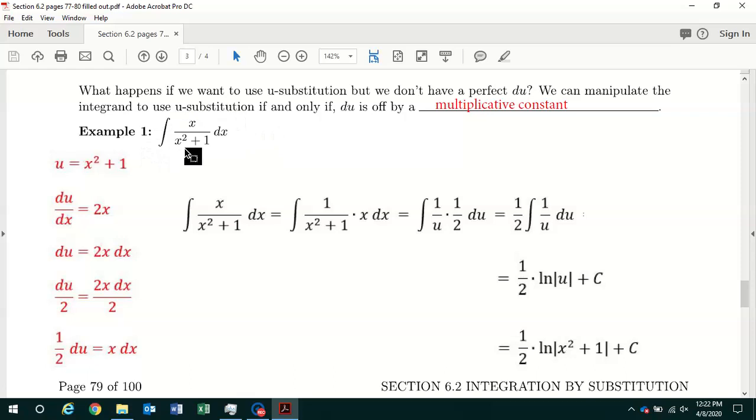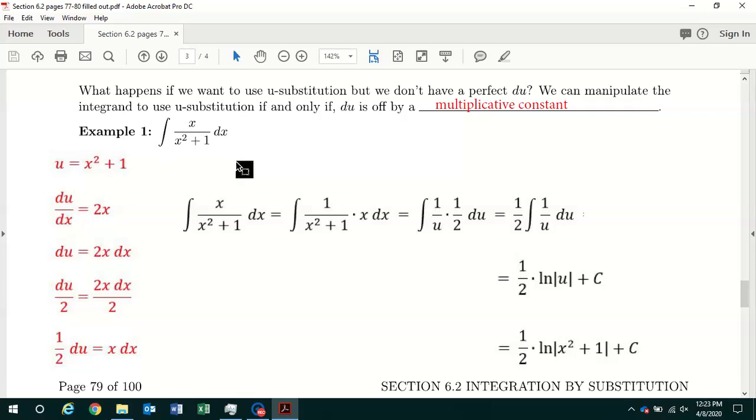We're going to find the antiderivative of x over x squared plus 1 with respect to x. Well, you'll notice in the denominator of this quotient, x squared plus 1, the derivative of x squared is 2x, the derivative of plus 1 is 0, and so the derivative of that denominator is 2x. We have the x, we don't have the 2. We're off by a multiplicative constant of 2, but we can still use the u substitution method.